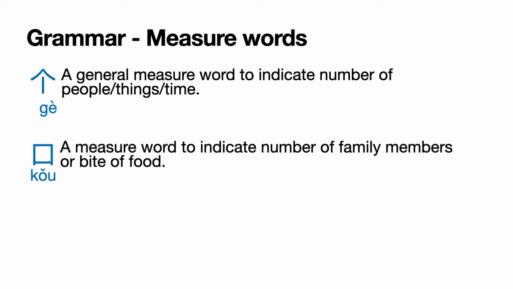Okay, the word 个. It is very common that you're going to find this word. It is a general measure word that indicates the numbers of people, things, or time. And then 口. 口 is a measure word to indicate the number of family members or the number of bites of food. Remember that this word has other meanings. 口 basically means mouth, but in the context of this lesson, it is a measure word.